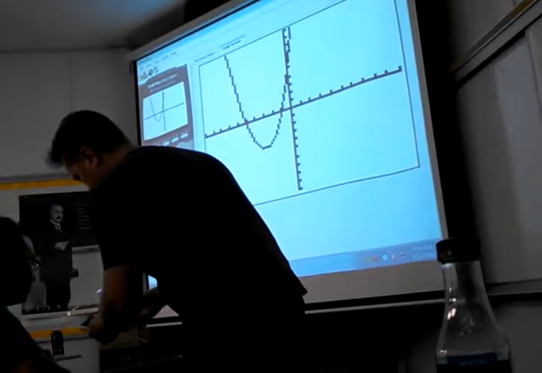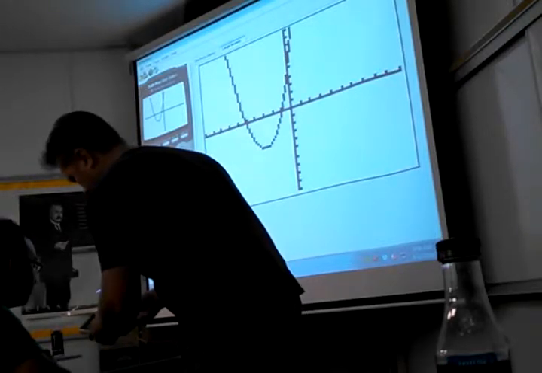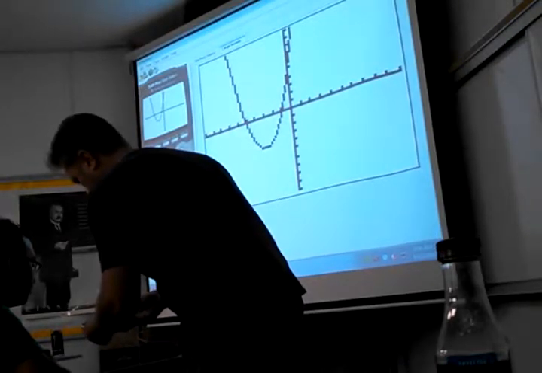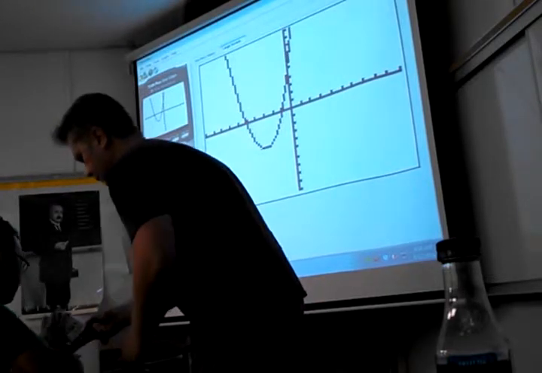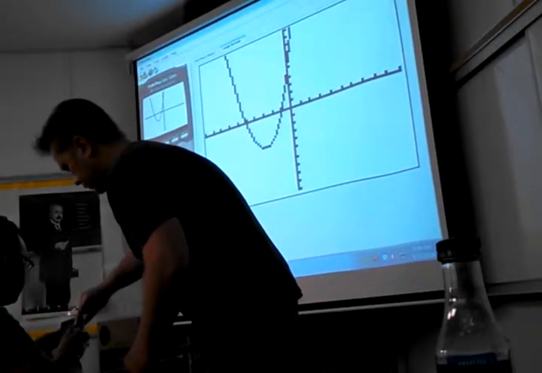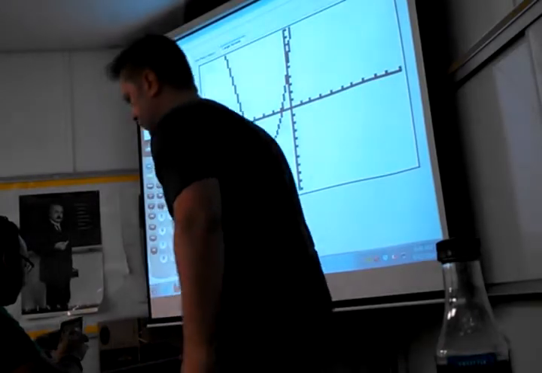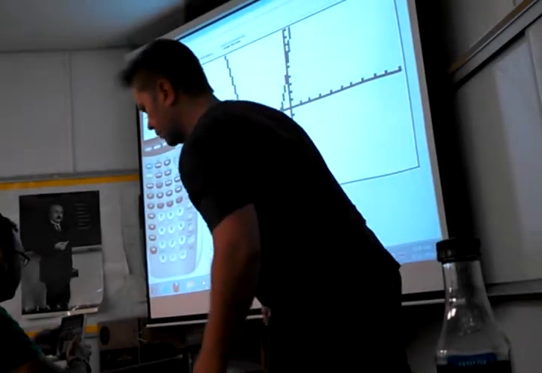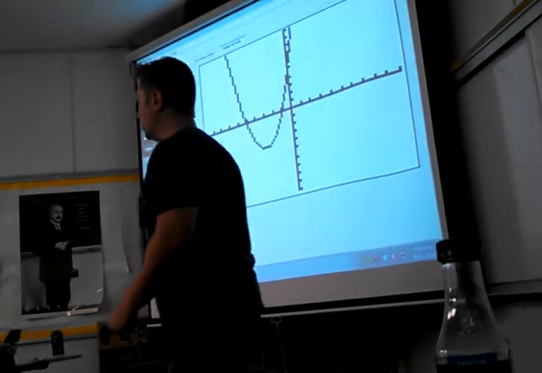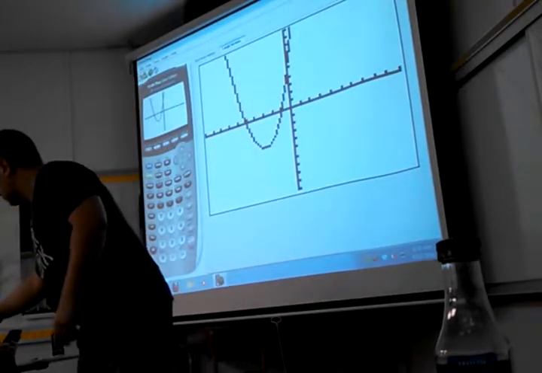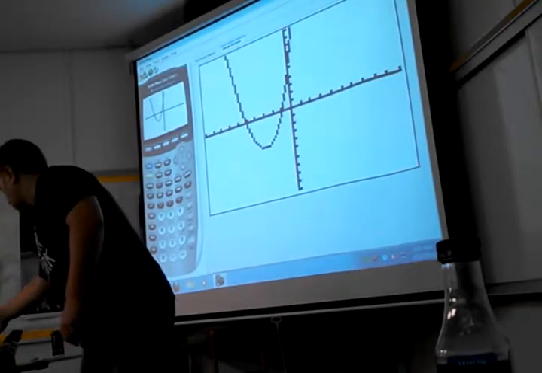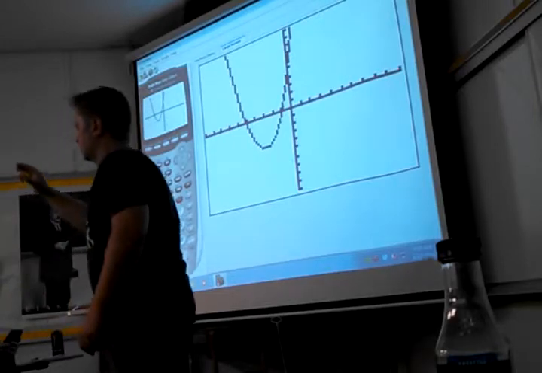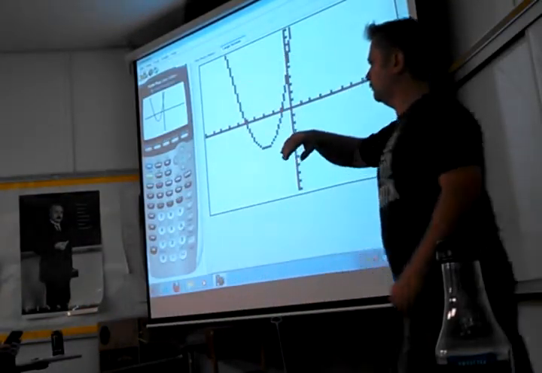All right, so first thing, let me just turn them all off. And secondly, now we zoom 6 for zoom standard. You can just hit the number 6 also. Oh, no, that last one turns them all on. Oh, okay. So you have 3 plots up there. Make sure they're all off.